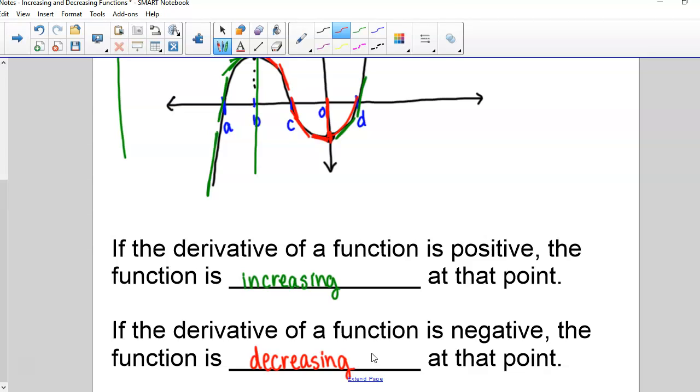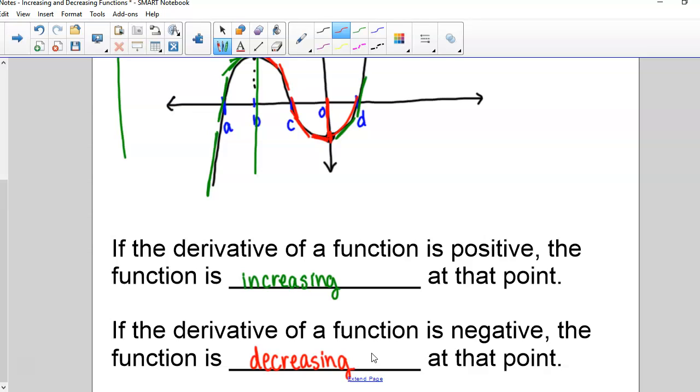And we have already done this a little bit. For example, whenever we were doing particle motion, if we had a positive velocity, we knew the particle was moving to the right or increasing its distance. If we knew we had negative velocity, we knew the particle was moving to the left or decreasing its distance there. So we've looked at this a little bit.